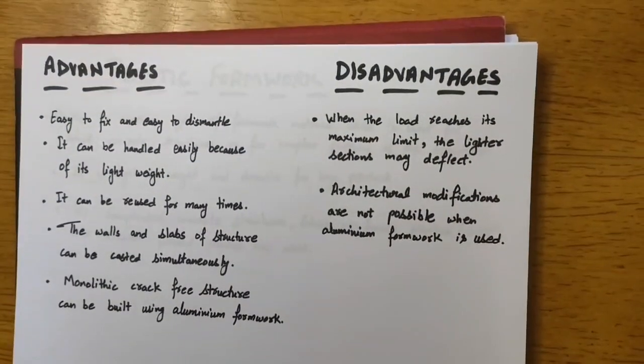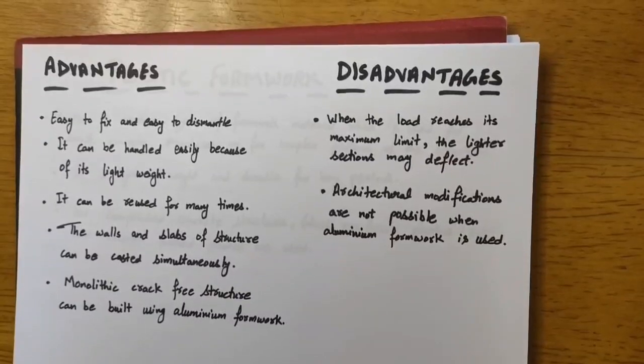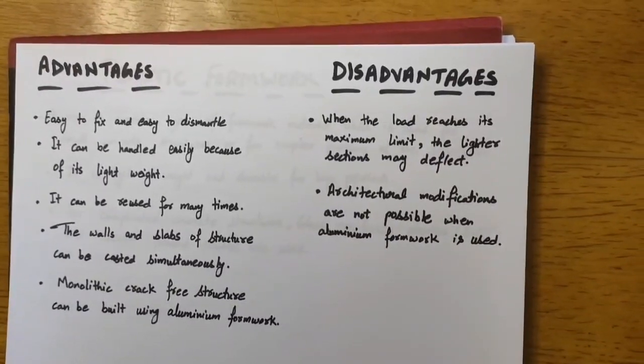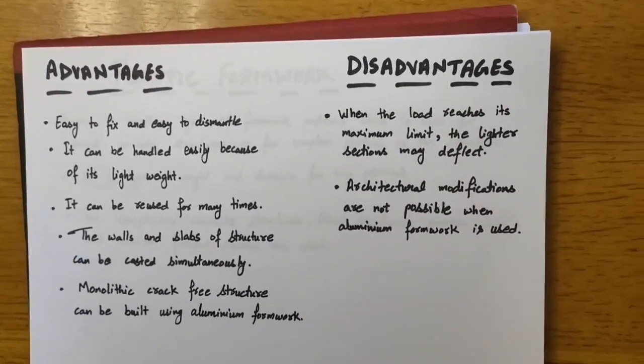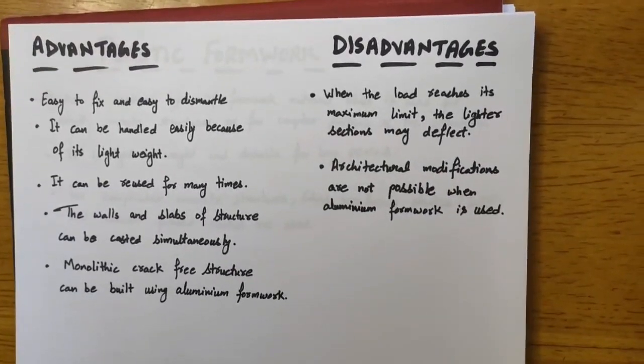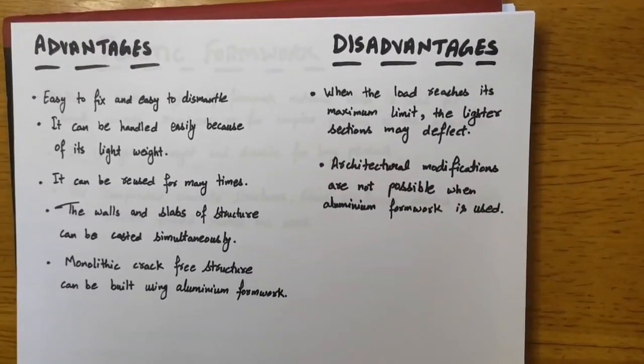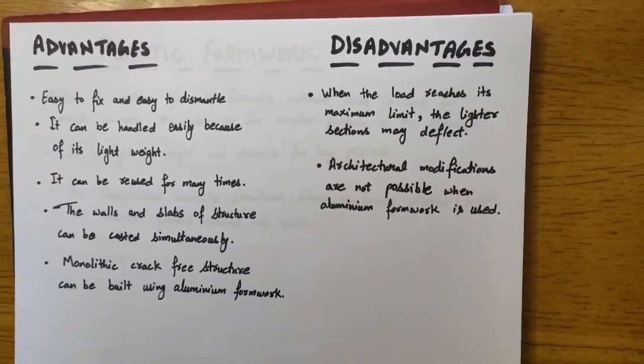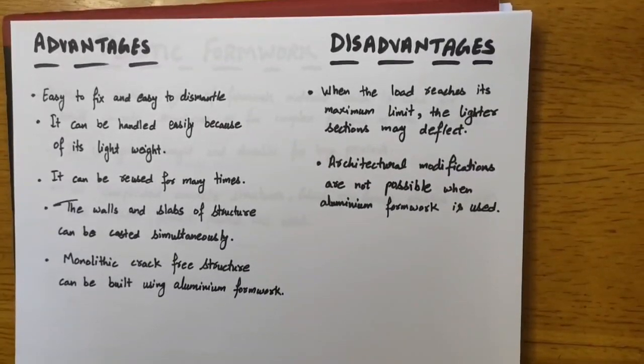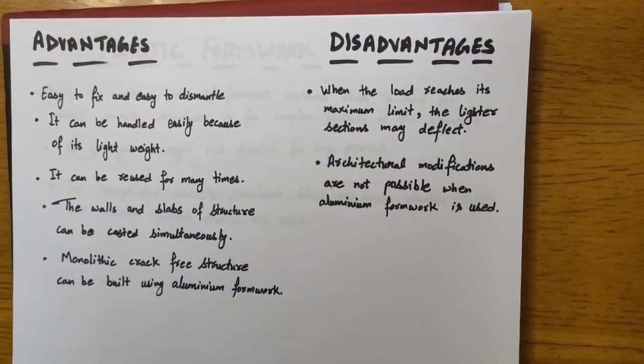Let's see the advantages and disadvantages of aluminium formwork. The advantages are it is easy to fix and easy to dismantle. So the stripping operation and the fixing is very easy. It can be handled easily because of its lightweight. It can be reused many times.